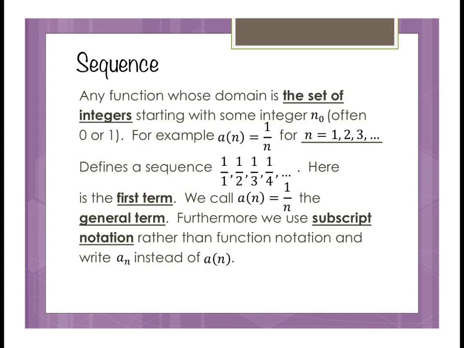The 1 over 1 is considered the first term. We also call that n sub 0. And then we call the general term a sub n equals 1 over n. The part that looks like the function is what we call the general term. But we don't usually have the a of n notation written like you see in algebra and trig and in calculus so far. For sequences, we generally use a subscript notation, so it looks like a with a subscript of n instead of a of n as function notation.